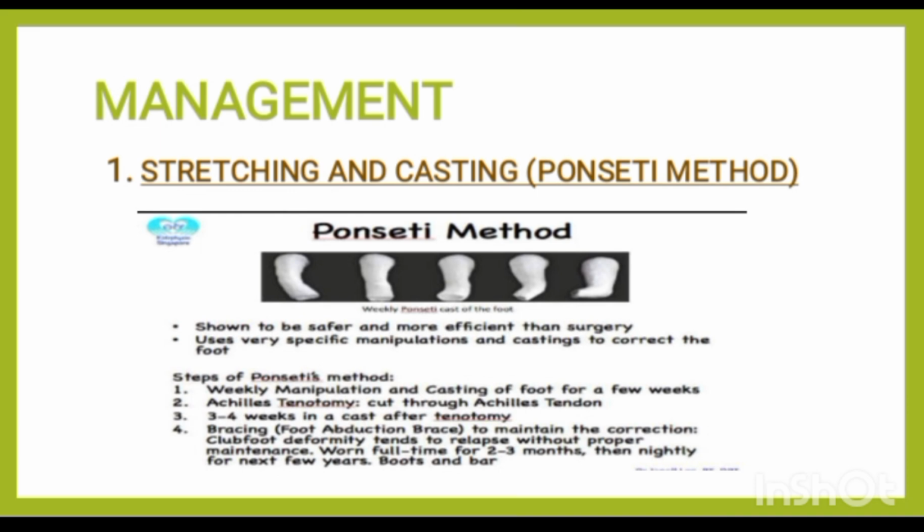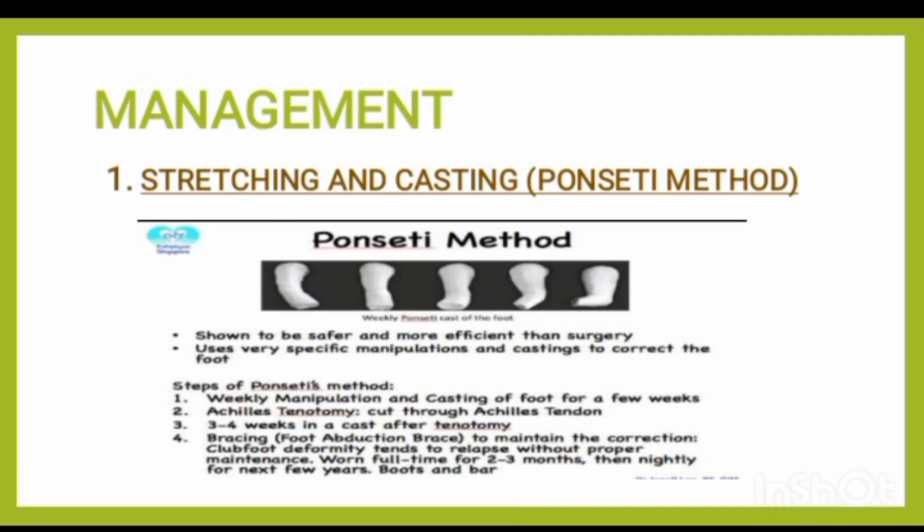Now let us discuss how we can manage a child having a clubfoot. Number 1 is stretching and casting, also called the Ponseti method. This is the safer and more efficient method. In the Ponseti method, first, there is a little incision done at the Achilles tendon called Achilles tenotomy. Then for 3 to 4 weeks, a child has to wear a cast. After 3 to 4 weeks, the child must wear a brace for the next 2 to 3 months, and then boots and bar for the next few years. This is the whole procedure followed in the Ponseti method.